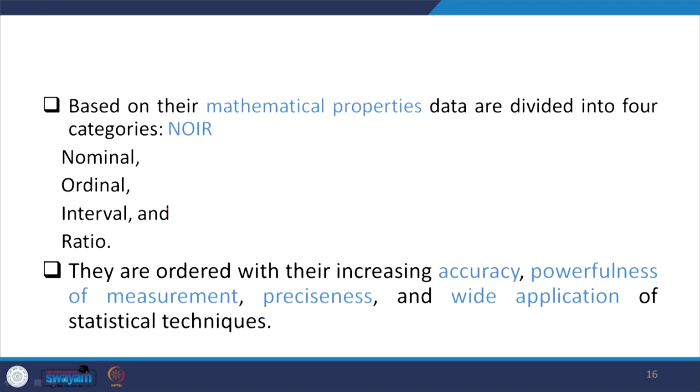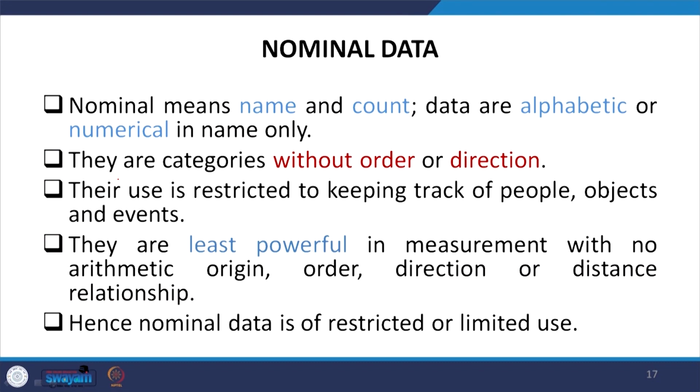Now, if you discuss those things in another approach, through their mathematical properties, we say nominal, ordinal, interval and ratio. Broadly they are called NOIR, nominal, ordinal, interval and ratio, and they are ordered by their increasing accuracy, powerfulness of measurement, preciseness, and wide applications, especially in statistical techniques.